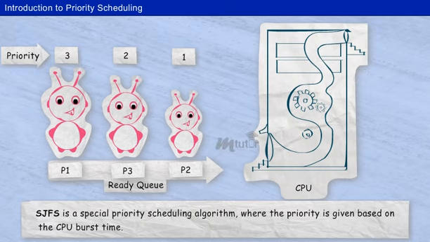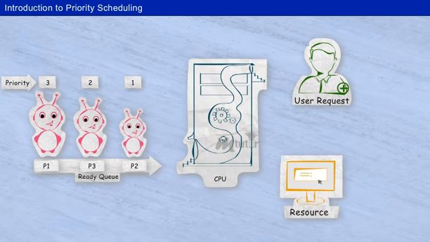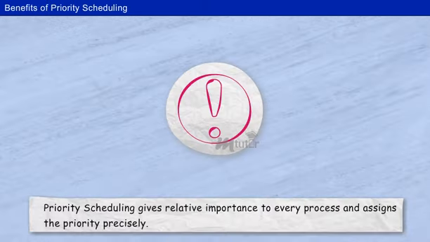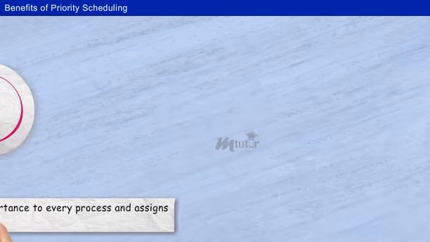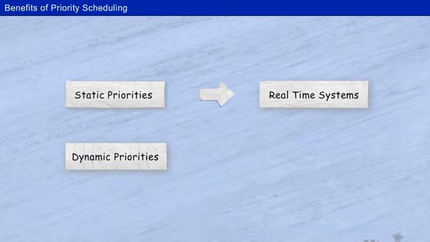However, the priority may also be assigned based on the user request, resource, memory, etc. This can be termed as general priority scheduling. Let us discuss general priority scheduling in detail. It gives relative importance to every process and assigns the priority precisely. Static priorities work well for real-time systems, while dynamic priorities work well for general workloads.